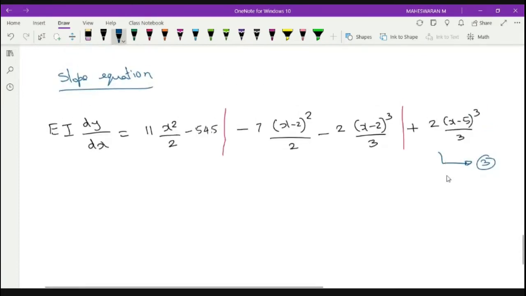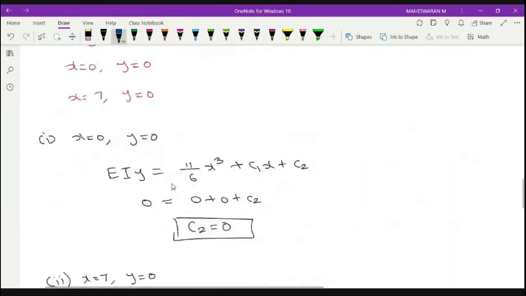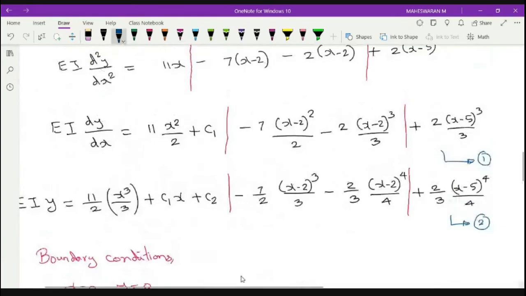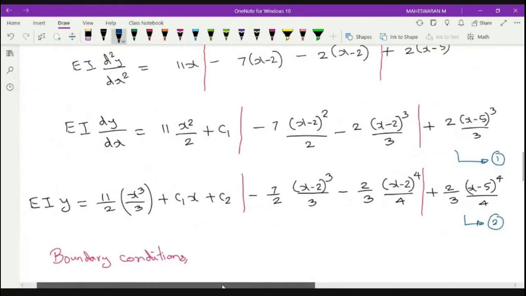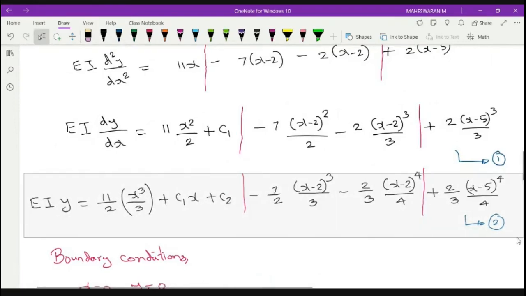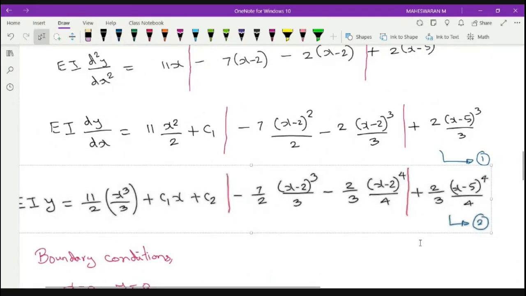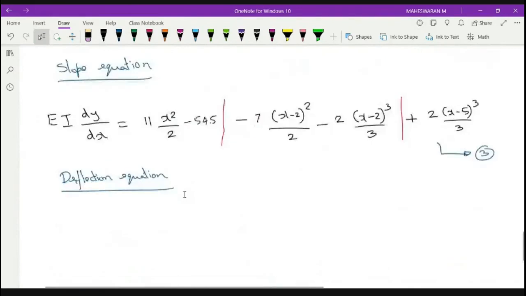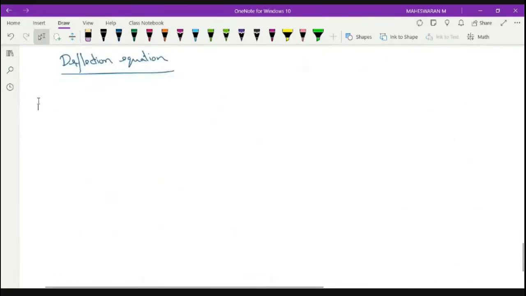Similarly, let me identify my deflection equation. What is my deflection equation? The deflection equation is this one, equation number 2. Equation number 2 is my deflection equation. Let me copy equation number 2 and put it here.